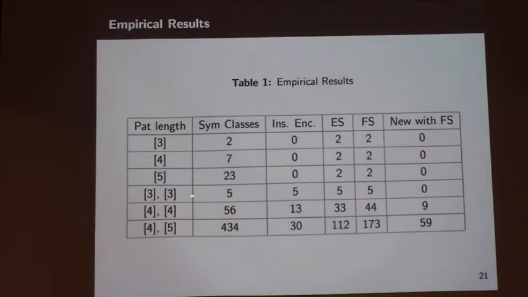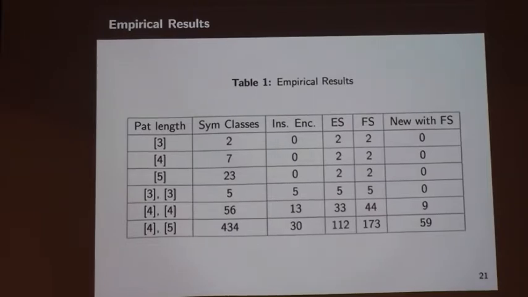But then, when you look at pairs of patterns of length 4, you do get a decent bit extra with flexible schemes. You get about 30% more, give or take. And then, when you look at a pattern of length 4 and a pattern of length 5, you get a lot more when you use flexible schemes. You get like 50% more permutation classes that you're able to count.